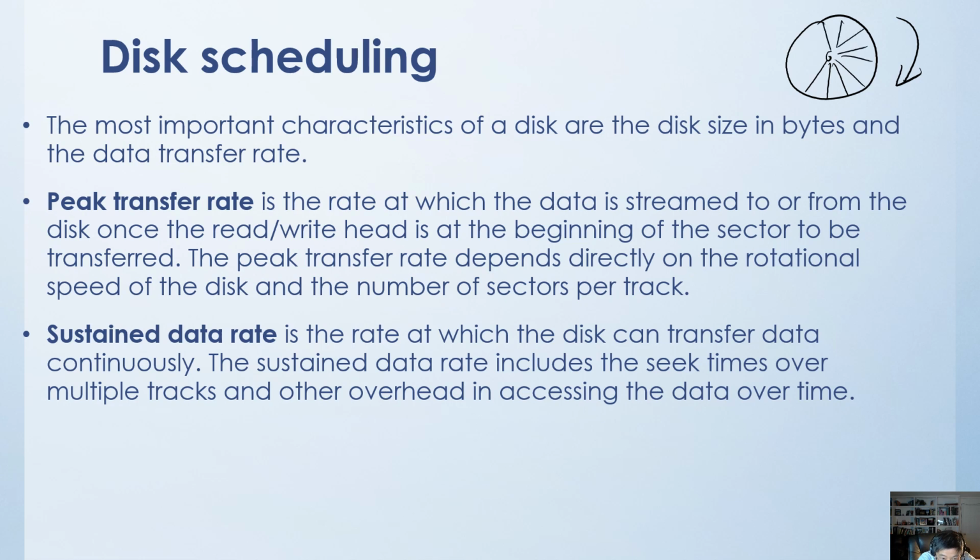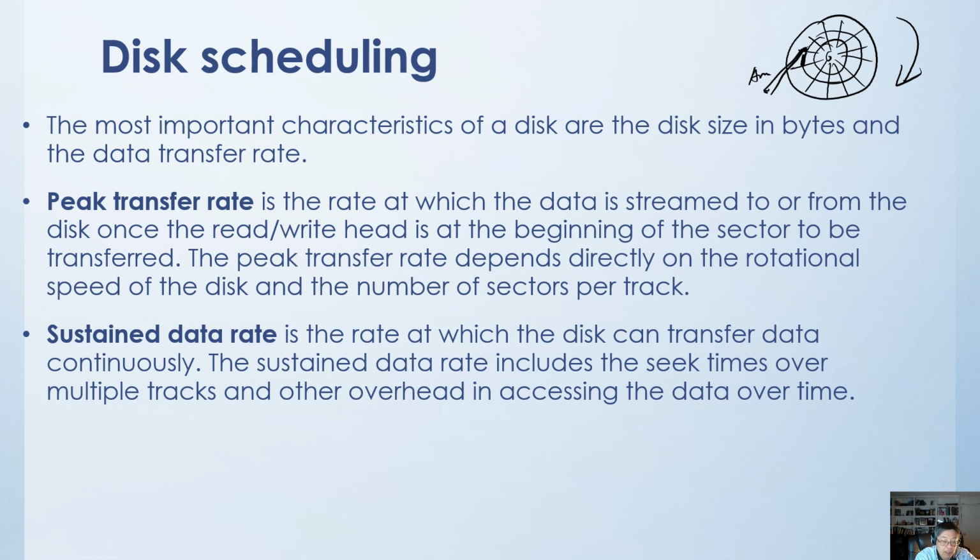Number of sectors per track. Okay, because the read and write header is actually at the top of the arm, so the rotation speed is important, and also the number of sectors is important. If you have more sectors, that means the density of the magnetic disk is high. Now the other data rate is sustained data rate.